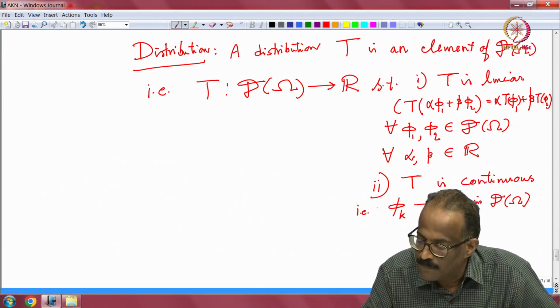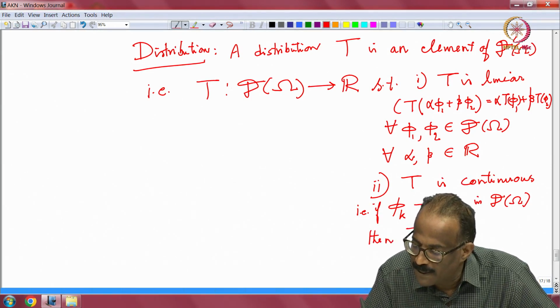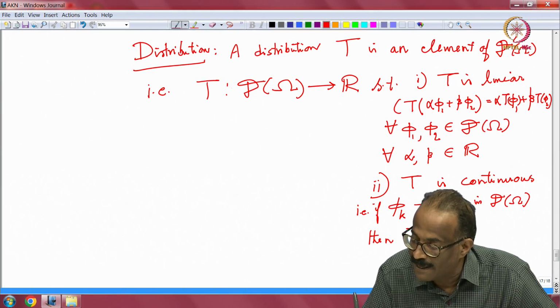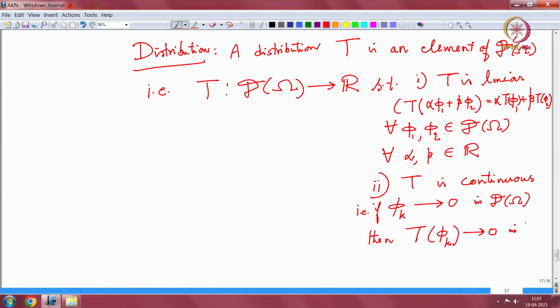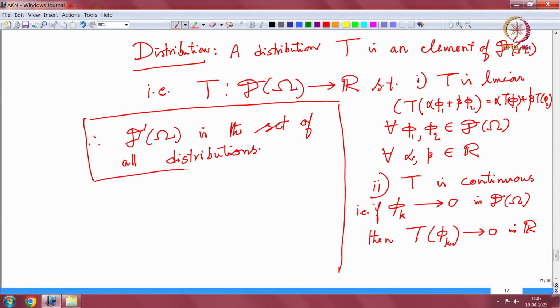such that if phi k converges to 0 in D omega, then T phi k, and T phi k is a real number, goes to 0. This is in R, you do not have to specify it. So, these are the two conditions of the distribution. Therefore, D prime of omega is the set of all distributions. Now, I am going to give you a lot of examples. So, that is what the definition is. D prime of omega is the set of all distributions.